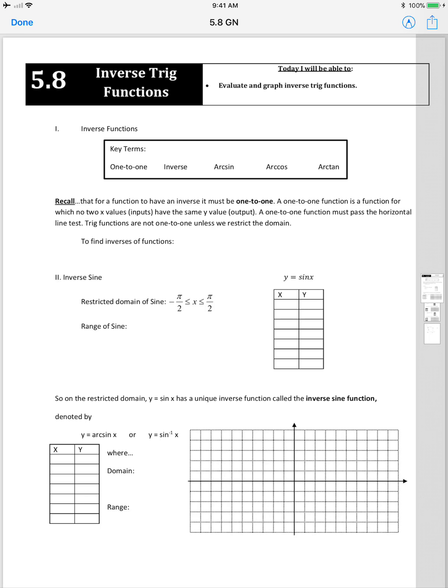Hello, we are finally at the end of Unit 5. This is section 5.8, and this should be a pretty brief section. We're going to talk about the inverse trig functions.